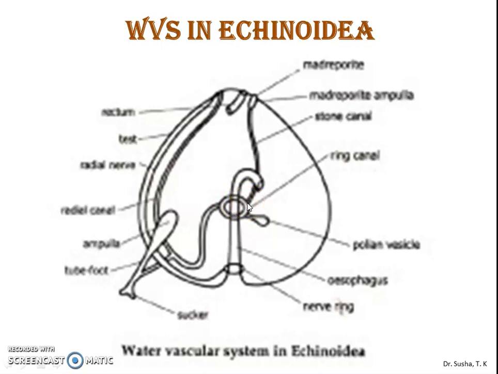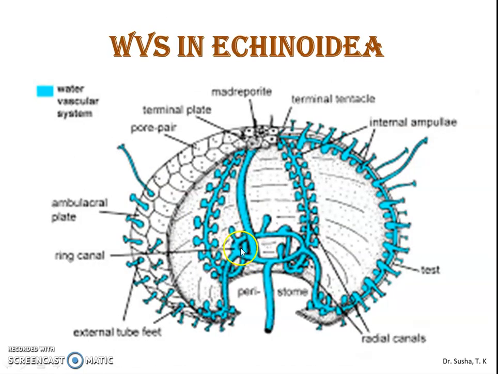Around the pharynx, the ring canal is present. This is the pharynx, placed above the Aristotle's lantern. From the ring canal, 5 radial canals arise. These are the 5 radial canals. They run along the underside of the ambulacral area of the test, arching upwards and towards the anus. The radial canal gives out lateral canals. These are the lateral canals.